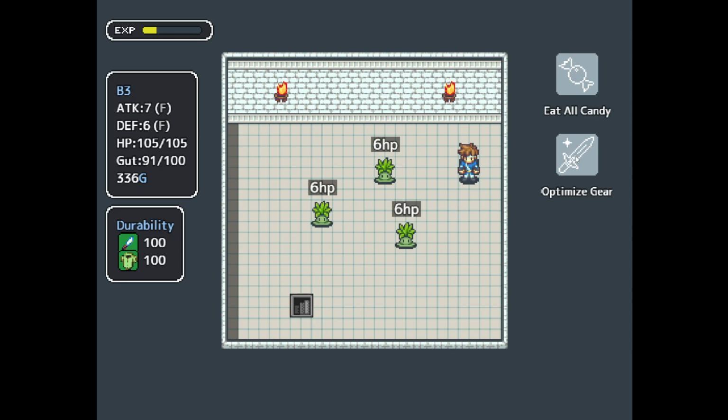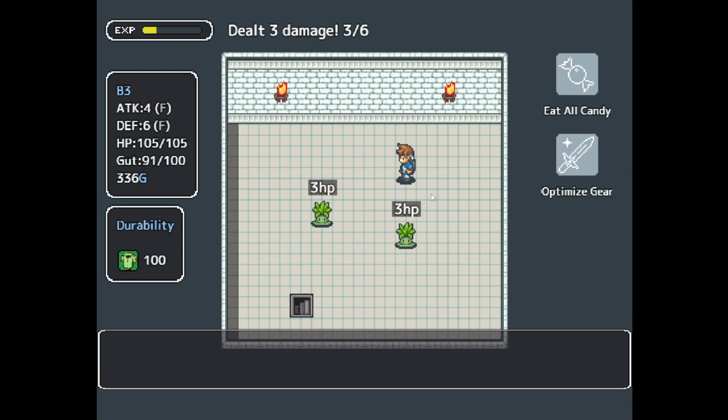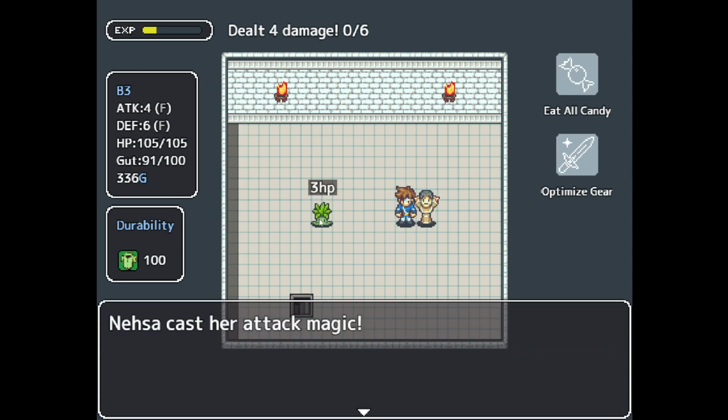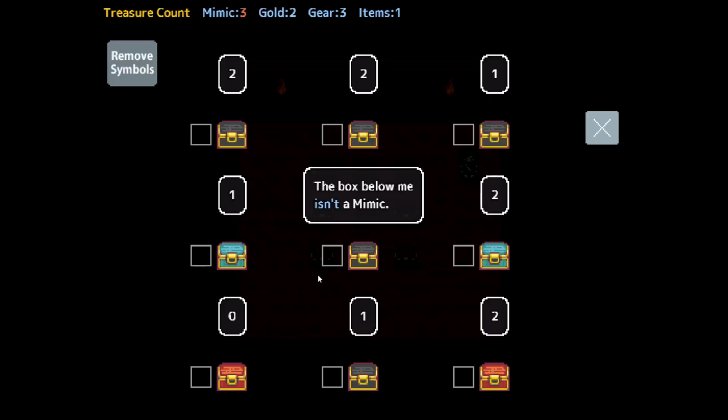You got a steak. Oh no, we actually have to use a weapon to kill these things. No, we don't. Hey, Nisa killed an enemy. All by herself. Nice. Good job, Nasa. Okay.